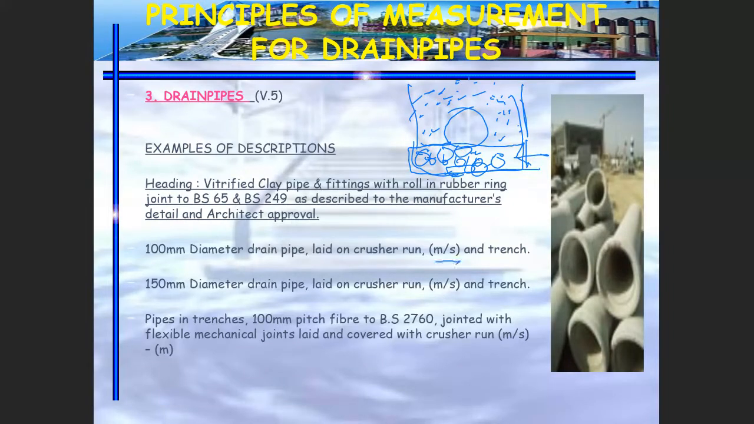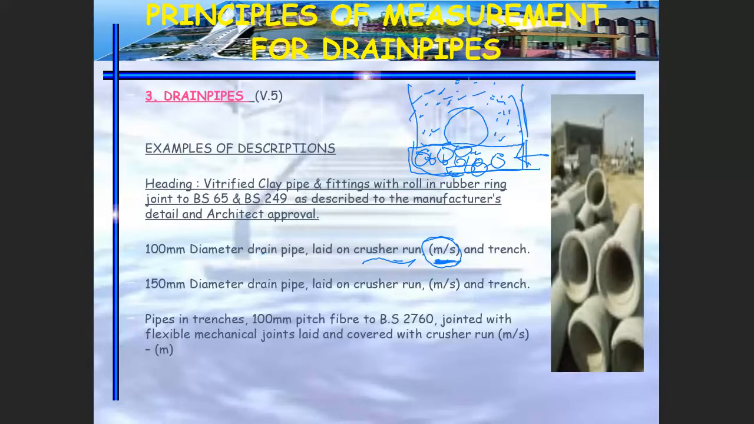MS means measured separately. You just have to write down how the pipe is going to be laid, but you have to write down MS to make sure that the contractor knows that there will be another price for the crusher run. If you did not write down this MS, the price that the contractor puts is including the crusher run and the drain pipe. That is very important. So always use the term MS to ensure that you did not mislead the contractor to wrongly put the price. Okay, this is also the common practice.